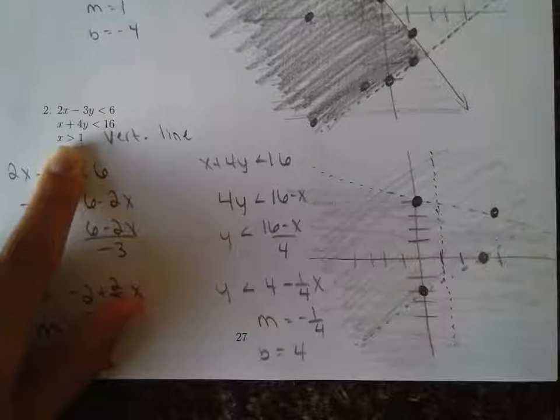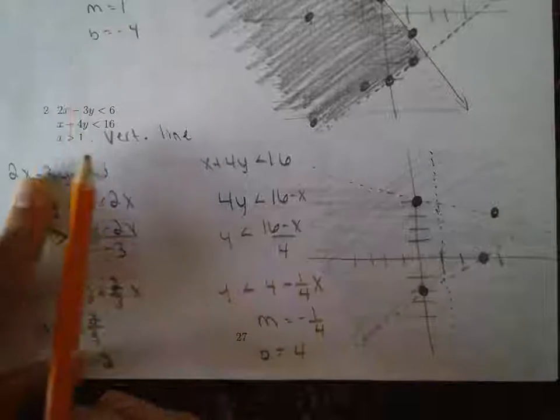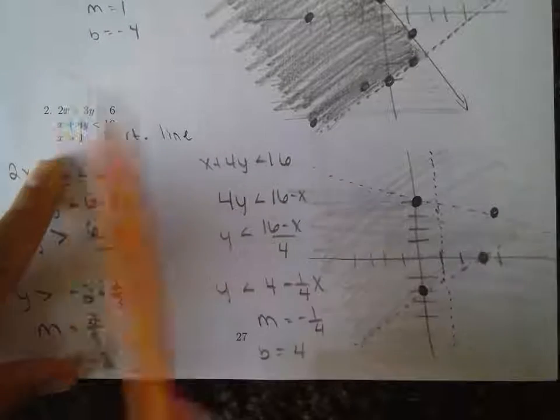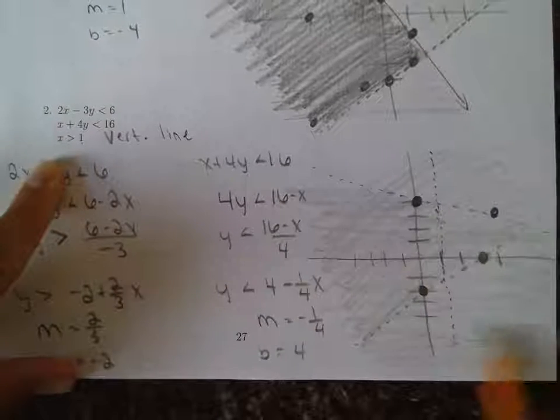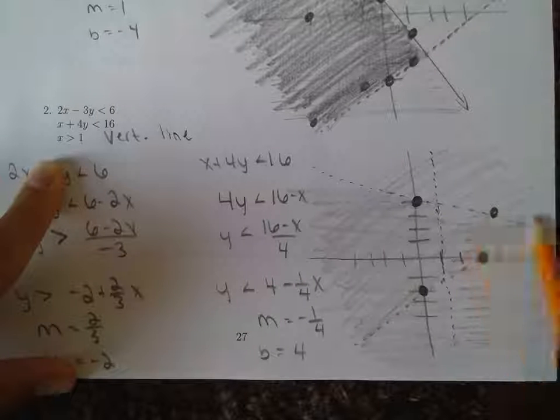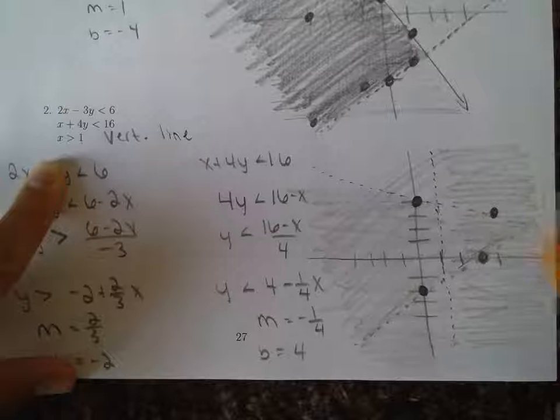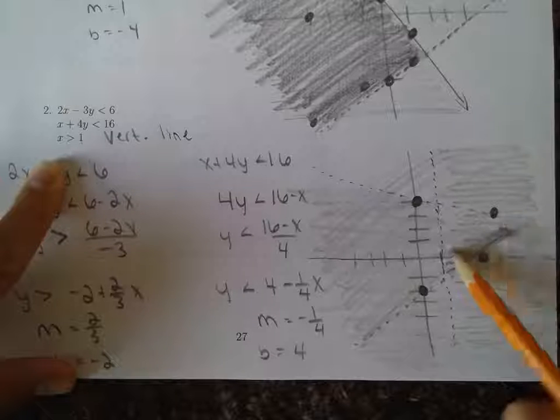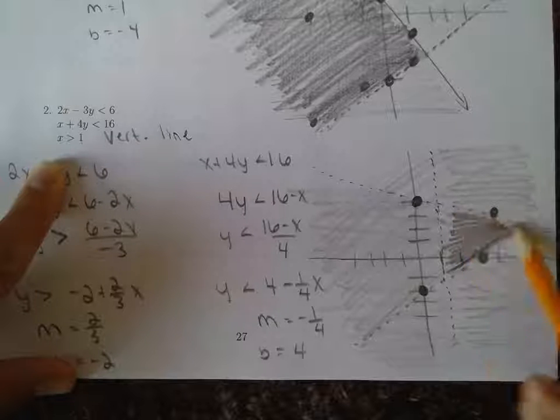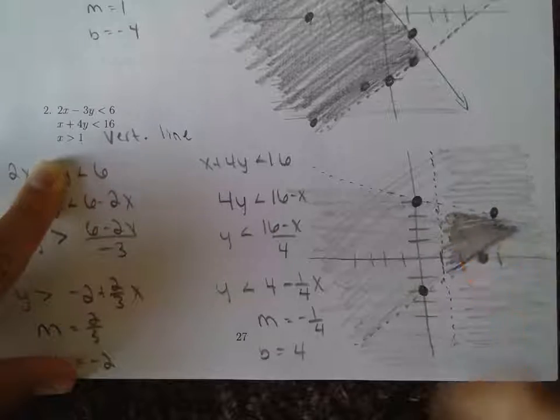Okay, we don't have above or below, but just use what you guys know. If it's greater than 1, you're going to have to be shading this way. Now what solution set has shaded all 3? It looks like this section here. Okay, so any point in this little triangle here would satisfy all of those 3.